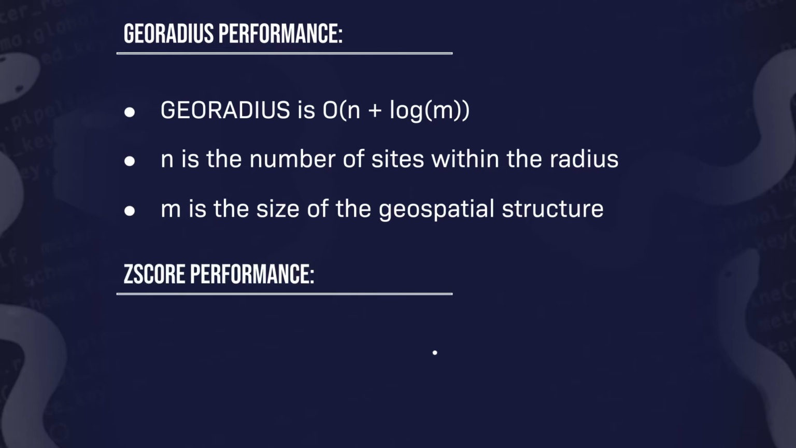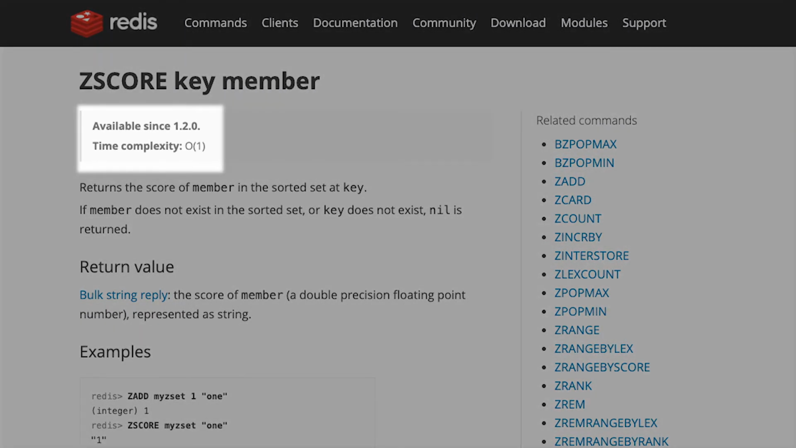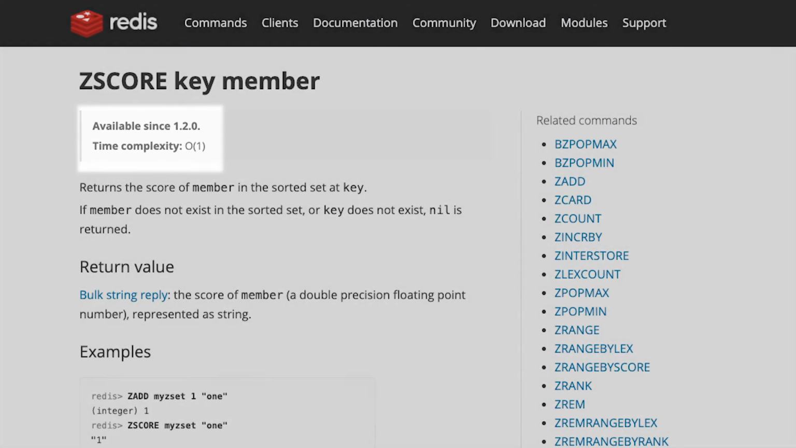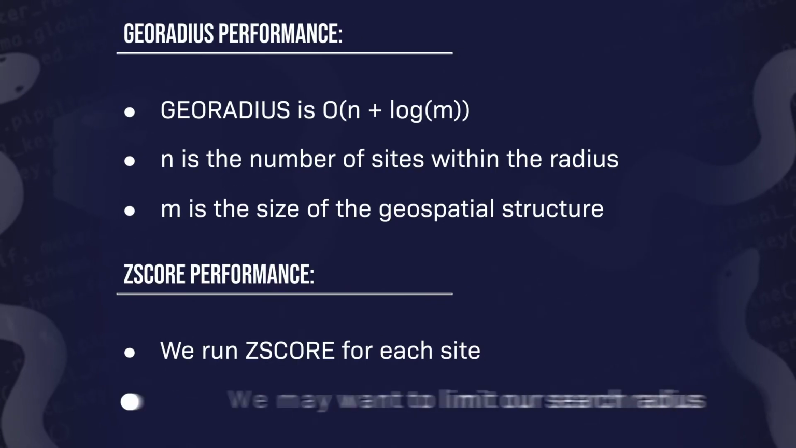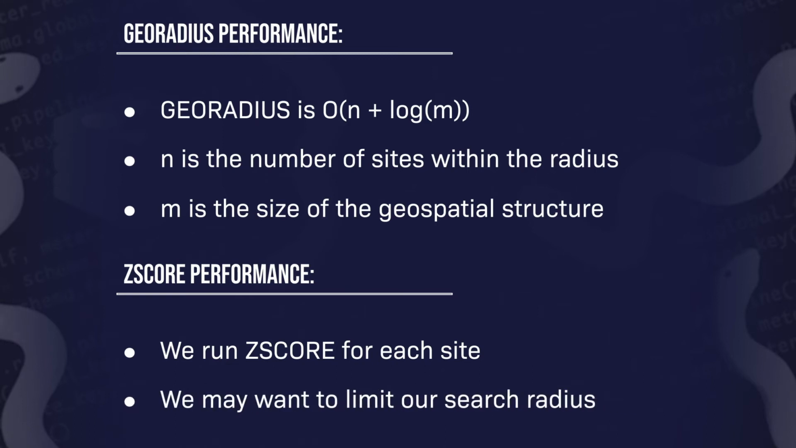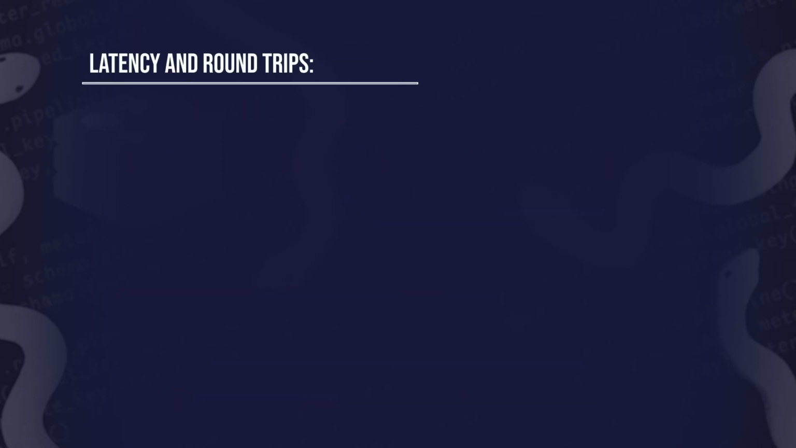Now, for each query result, we also need to run the zscore command against the capacity sorted set. As you can see here, the zscore command has performance O of 1, which is as good as it gets. So as far as time complexity is concerned, we expect this technique to perform well. But we may want to put limits on the search radius if we expect the radius to contain thousands of data points or more. But there's another performance consideration here, and that concerns latency and round trips.